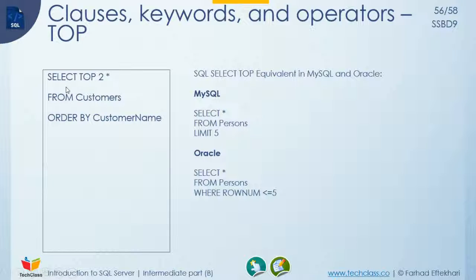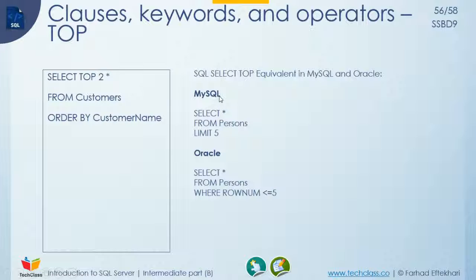And now we have this TOP keyword used in the queries of our database. So we are going to select the first two rows from this customers table that has been ordered by customer name. So we use TOP 2 or TOP 3, TOP 1, as many as we are looking for in our queries.